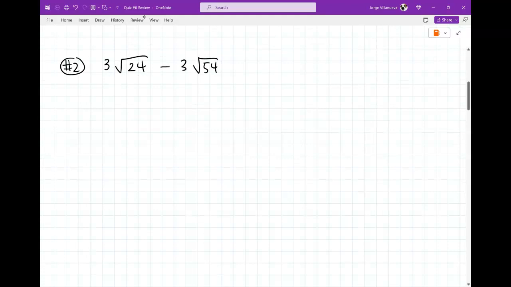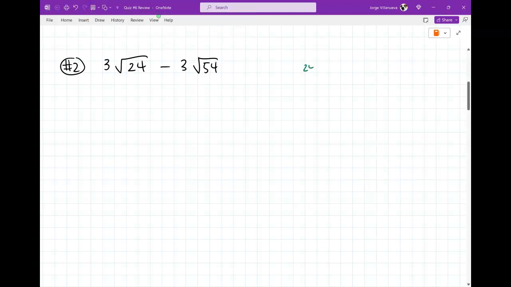So you can see right here we have 3 radical 24 minus 3 radical 54. They are not like radicals because they don't have matching radicands. The numbers inside of the radicals don't look the same. But I can make them look the same. I just have to think of 2 numbers that multiply to 24 and 2 numbers that multiply to 54 that would have square roots on them.